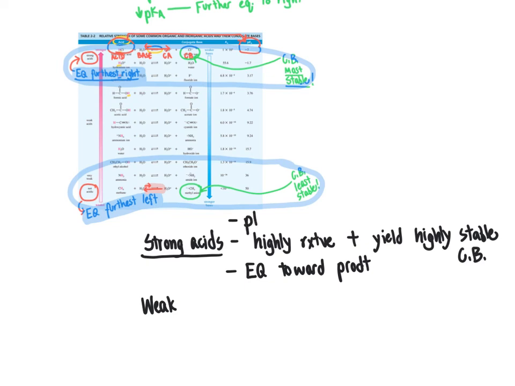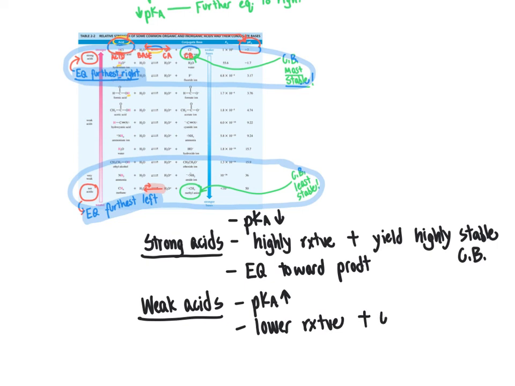Strong acids have a low pKa. So the lower the pKa, the stronger the acid, the more reactive the acid. Weak acids, on the flip side, are going to have a higher pKa value. And that higher pKa value is going to correspond to a lower reactivity. In other words, they're not super eager to donate a proton. And they're going to give way to a highly unstable conjugate base.